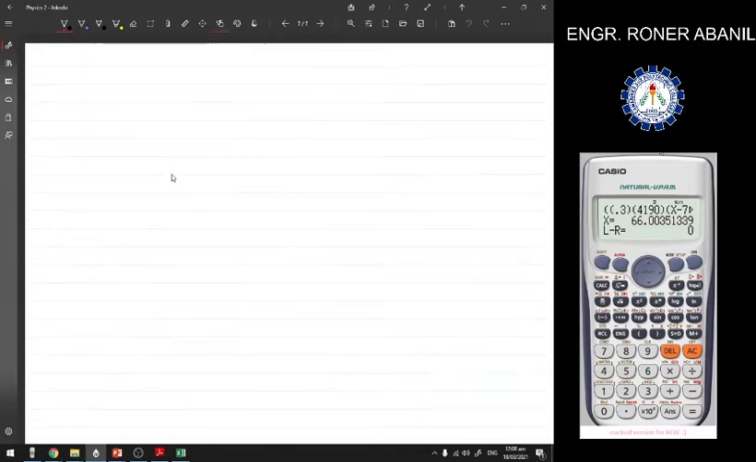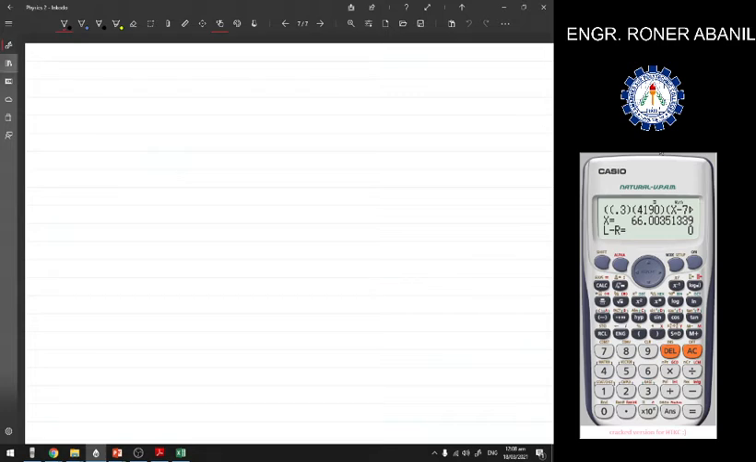Pero mas maganda dito tayo sa bagong page. This is problem number 8. Okay, so the omnicola and ice exchange heat. Nagkaroon ng exchange heat yung omnicola saka yung ice. The cola undergoes a temperature change. The ice undergoes both temperature change and phase change from solid to liquid kasi nga natunaw siya.